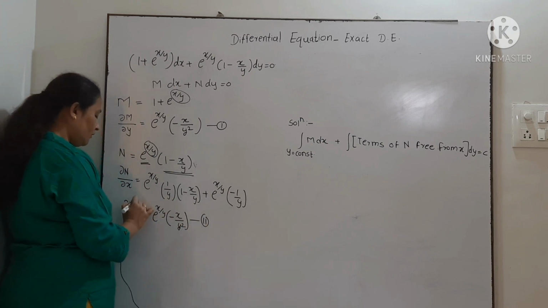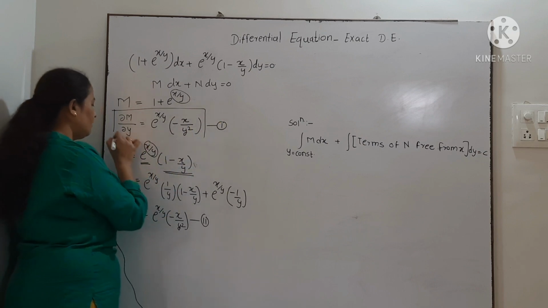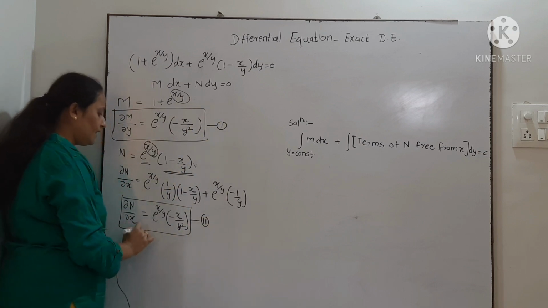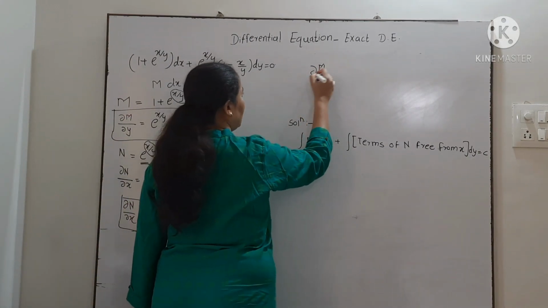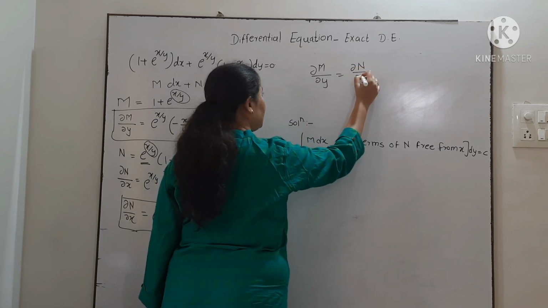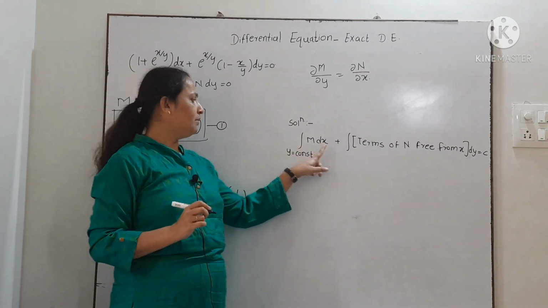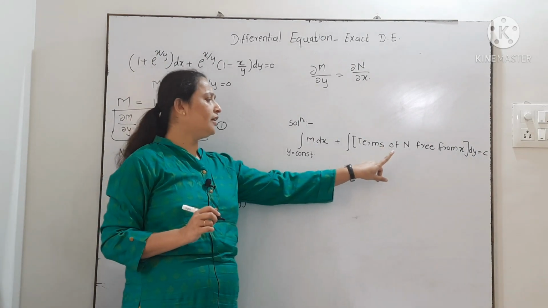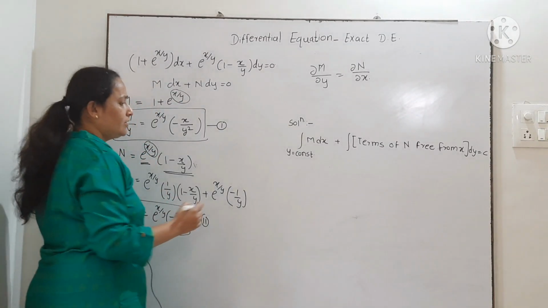Now if you observe equation 1 and 2, ∂M/∂y and ∂N/∂x, we can say that ∂M/∂y equal to ∂N/∂x, and hence the equation is exact. Its solution will be given by integral M dx treating y as constant plus integral of terms of N free from x with respect to dy equal to c.